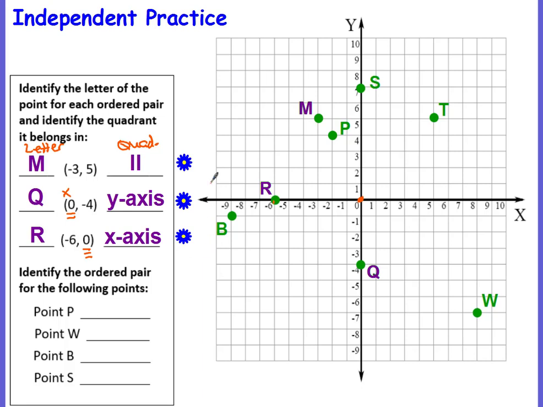Okay, the next 4 examples, you're going to identify the ordered pair for the following points. So this time, you're given the point, and you're going to write the ordered pair, and you need to write it just like you see here, inside parentheses with a comma separating. The x is always going to go first, followed by the y coordinate. Go ahead and pause the video and write the ordered pair for point P.